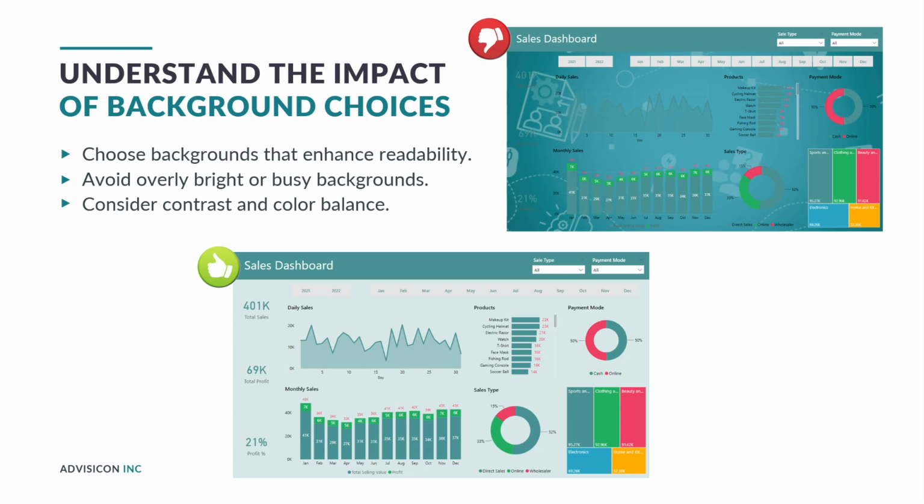For example, steer clear of backgrounds with high contrast patterns or intense colors that compete with your visuals. Instead, choose subtle textures or solid colors that don't overpower your data. Ensure that there is a balanced contrast between your background and the elements placed on it. Proper contrast helps in distinguishing between different parts of your dashboard and maintaining a coherent look. By following these guidelines for background selection, you can create a dashboard that is both visually appealing and highly functional, enhancing the overall user experience.